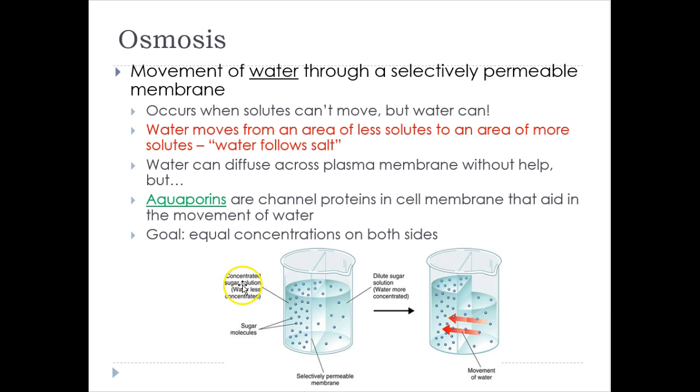Well, it kind of says it right here. Because there's more sugar on this side, it also means there's less water on this side. Here, there's less sugar, so there's more water. So water wants to get to equilibrium. Water is going to go from an area that has more water to an area that has less water, so water is now going to pass to the other side.